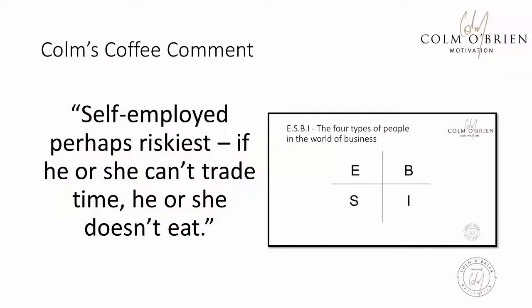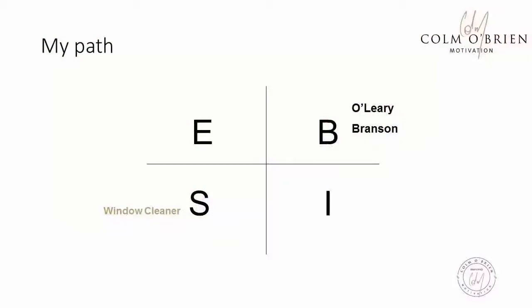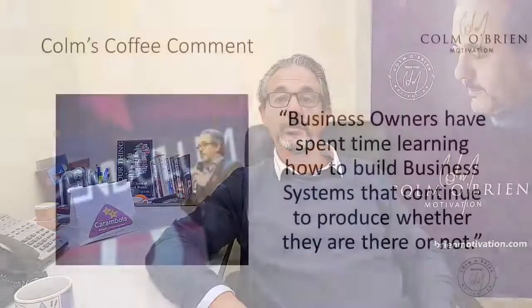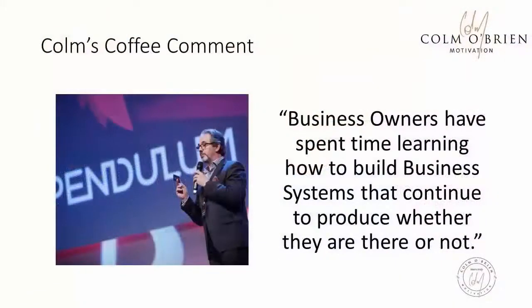On the right-hand side of the quadrant, by way of contrast, if we look at the business quadrant, we might have the likes of Michael O'Leary or Richard Branson. Now, here's a question for you. Is it a fair assumption that whether Michael O'Leary or Richard Branson get up and go to the office today or not, they get paid? Fair assumption. Of course it is. And why do they get paid, whether they go to the office or not? Because they invested time in learning how to build business systems that continue to operate whether they are there or not, whether they choose to go to the office or not.